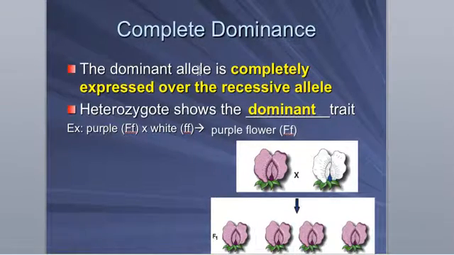The dominant allele is completely expressed over the recessive allele. Heterozygote, which is different, shows the dominant trait. For example, if purple was big F and little f, it would show purple. And if it was crossed with a white flower, it would make a purple flower because it had one of each.